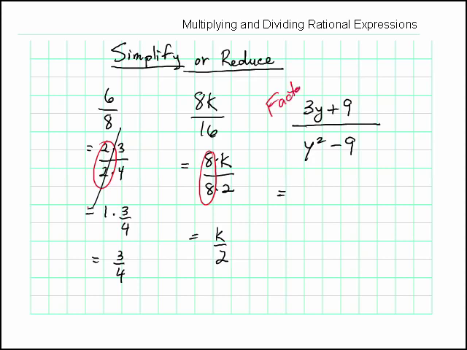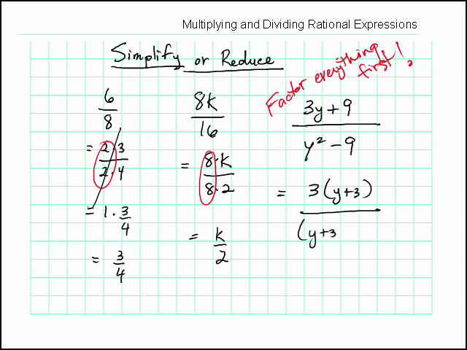Factor everything first. That is the key to simplifying the rational expressions correctly. So what I'm going to do is factor a 3 out of the numerator, and that leaves me with y plus 3. I'm going to factor the denominator. Notice it's a difference of squares. It's y plus 3, y minus 3.